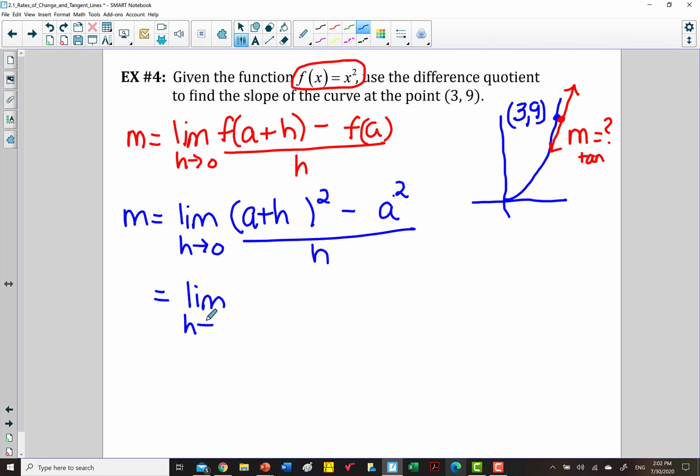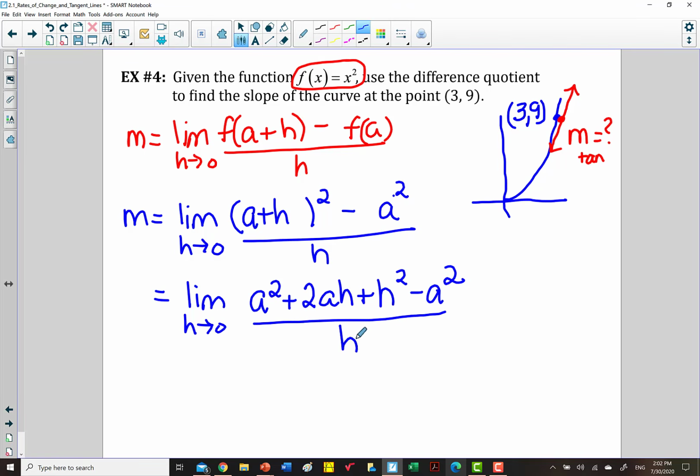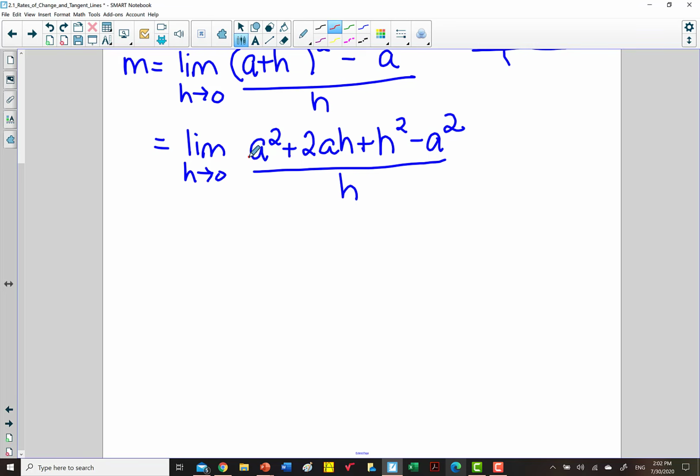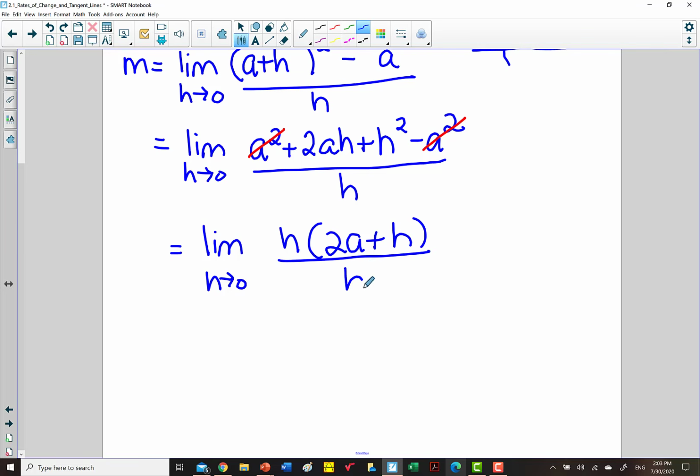So distributing, we have a squared plus 2ah plus h squared minus a squared, divided by h. And simplifying, collecting like terms, you notice that each term remaining has an h in it. If you factor out the h, we can get rid of that division by 0 that way.